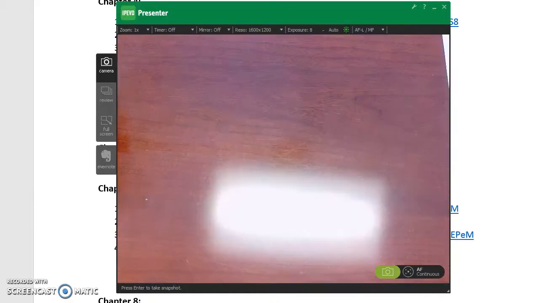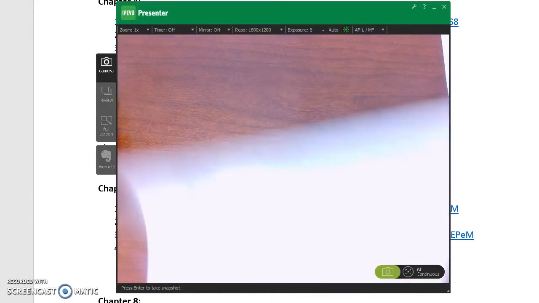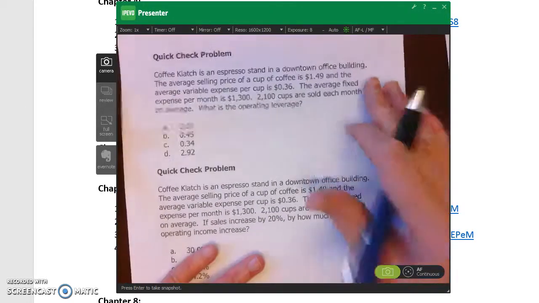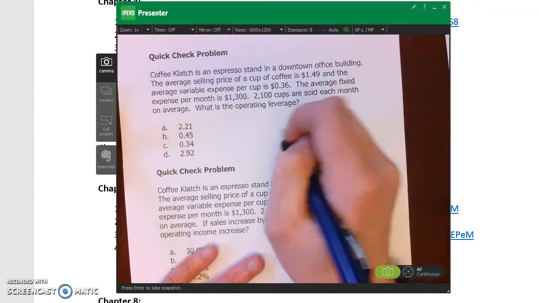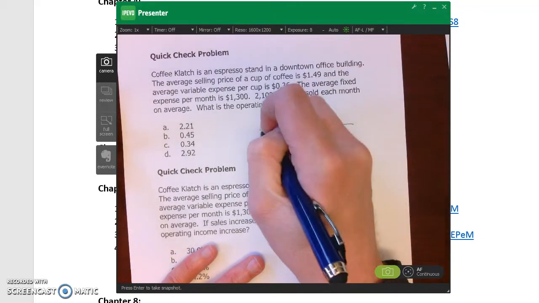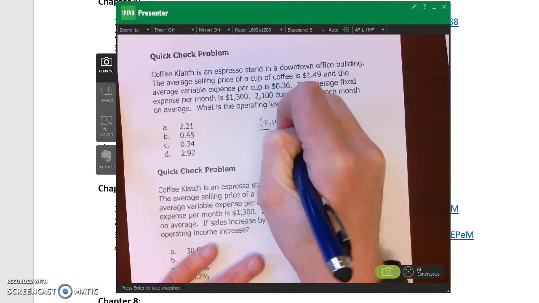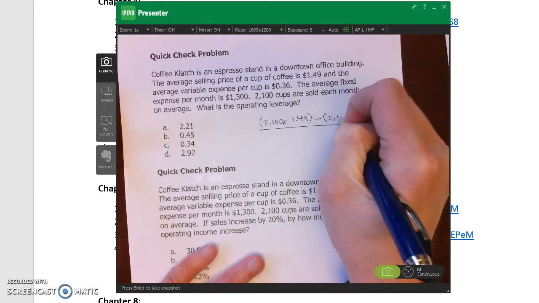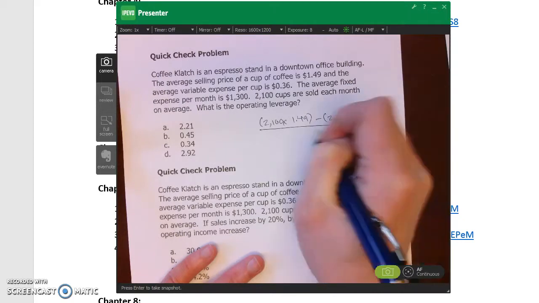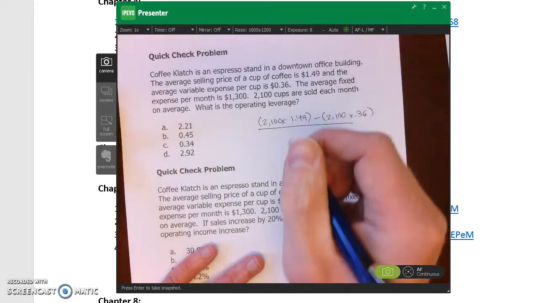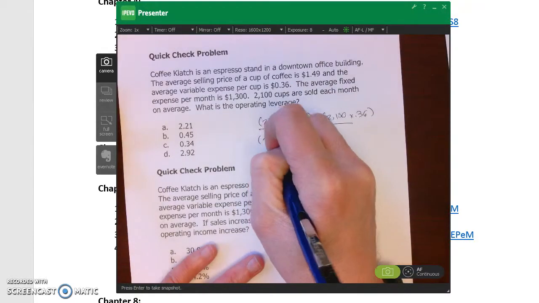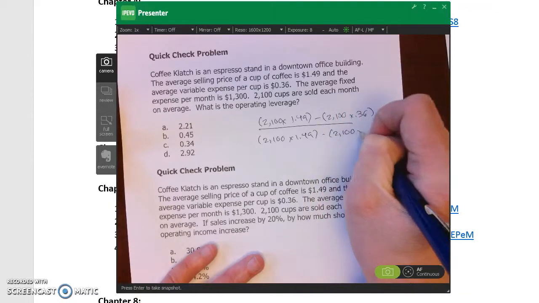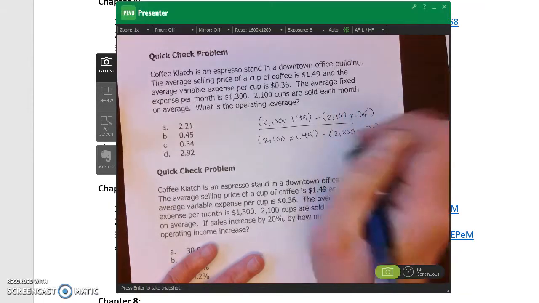On the next one, why don't you do these two quick check problems, and then we'll take a look. In this first one, we have to calculate our contribution margin and divide it by our net operating income. Our contribution margin, in total, is 2,100 times $1.49 minus 2,100 times 0.36. This is my total sales minus my total variable expenses, divided by my net operating income, which is 2,100 times $1.49 minus 2,100 times 0.36 minus my fixed costs.